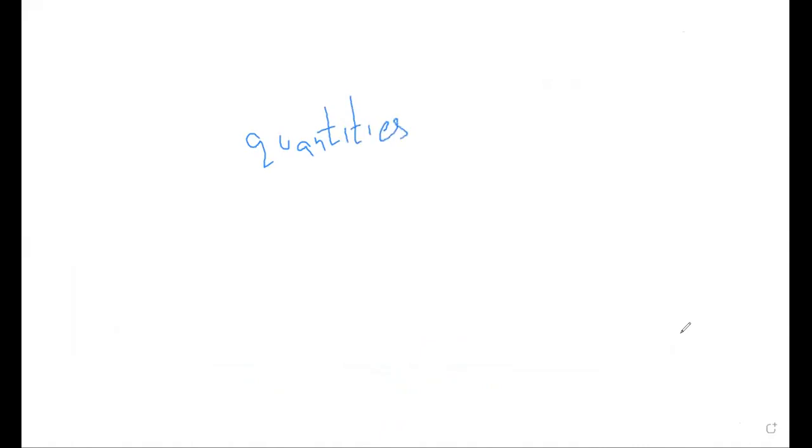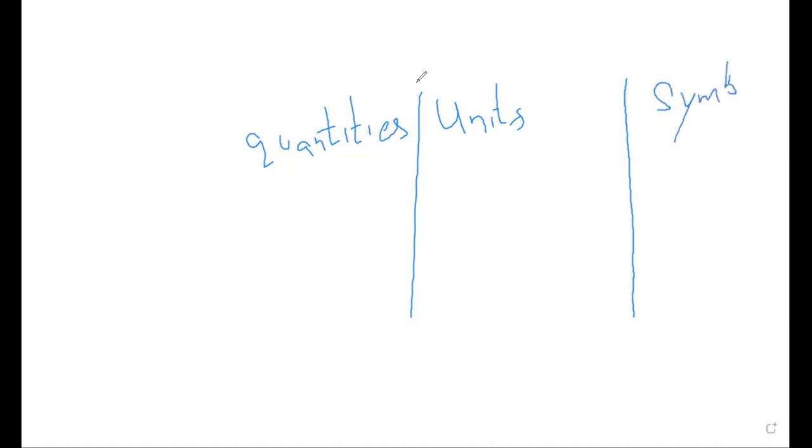We have different quantities. We have their units. Do you know what units are, right? Or not? Like what we use to show, for example, for centimeters it would be cm. I mean, the symbol for centimeter, cm is the symbol.